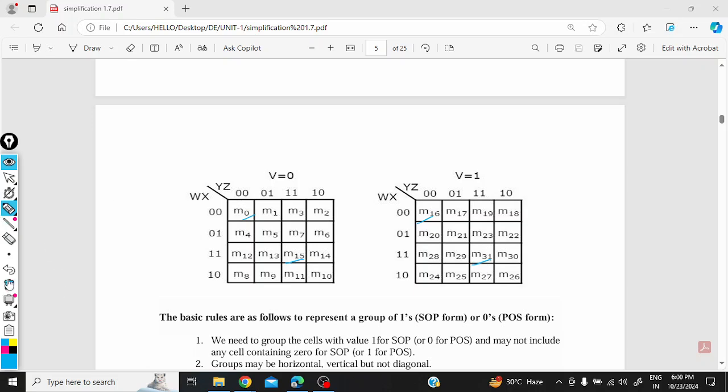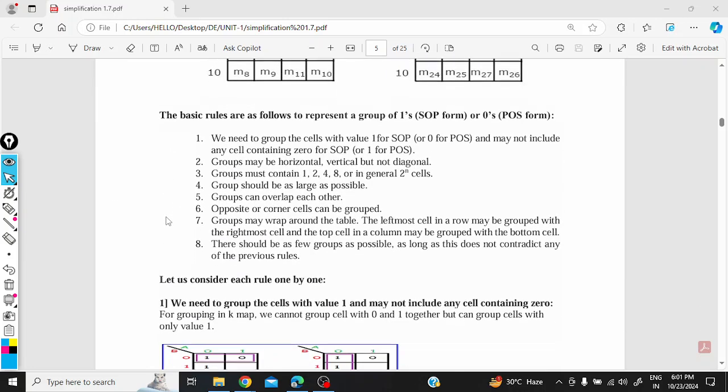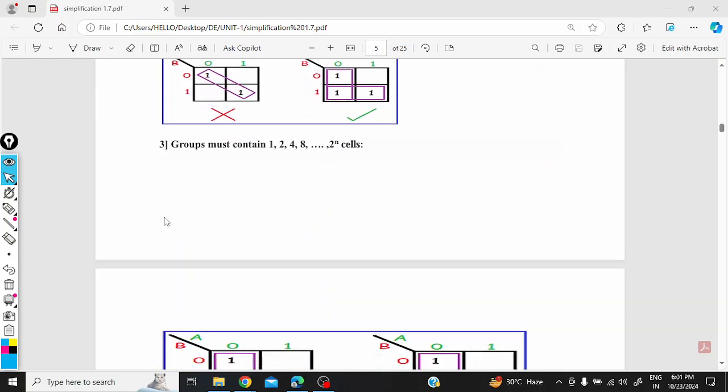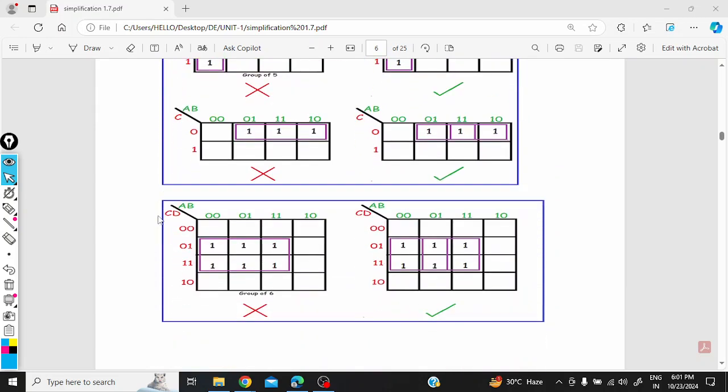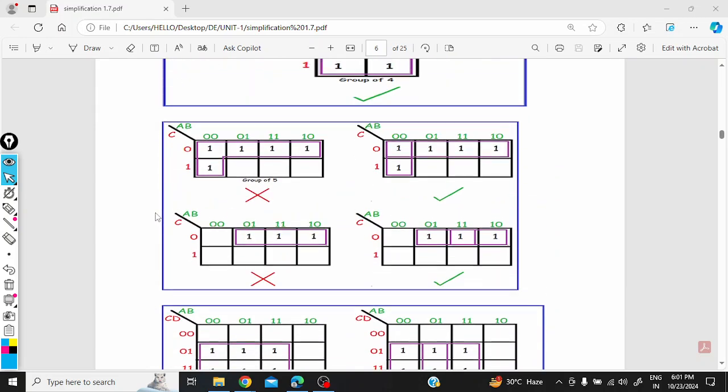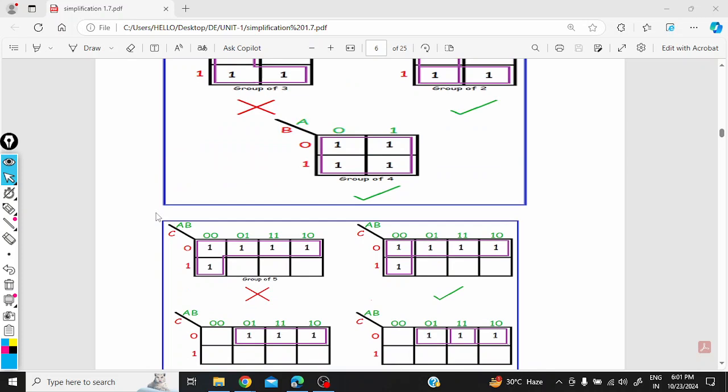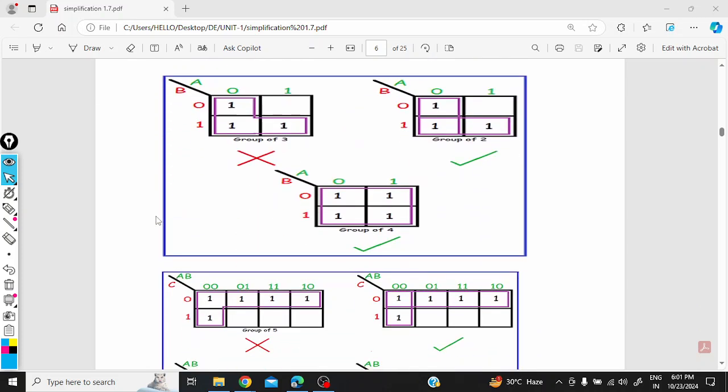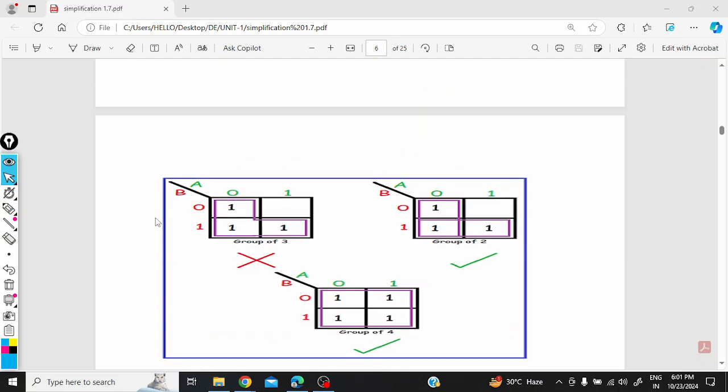Now, using these boxes, how are we going to solve? Let's get on to the grouping of cells. How can the grouping be done? The grouping should be of 2 ones, 4 ones, 8 ones, 16 ones together. These are a few of the examples.